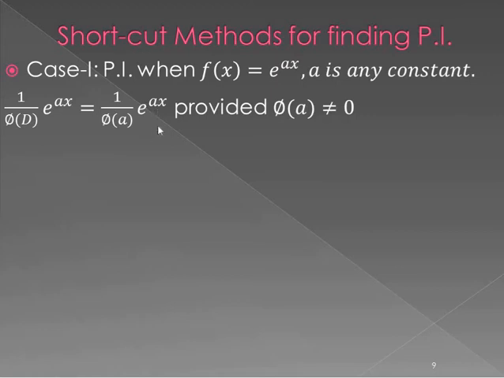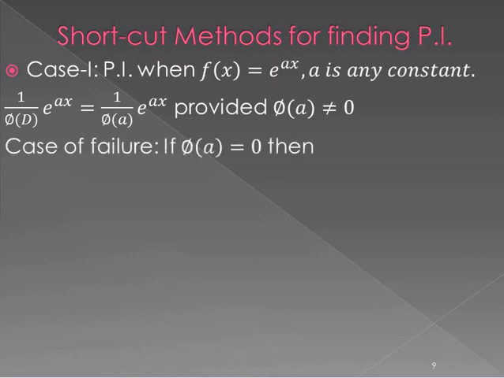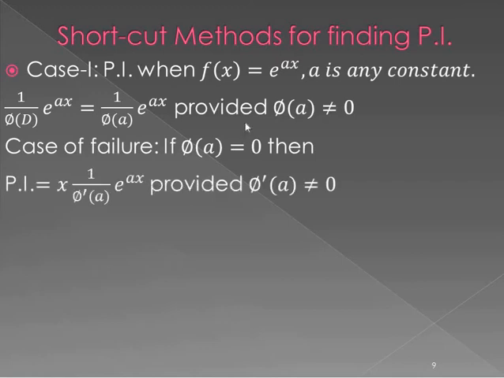So sometimes phi of a is 0, then this is the case of failure. Now we have to use some changes. First we have to find phi dash of D and replace D by a and check that phi dash of a is non-zero. Then our P.I. is equal to x times 1 upon phi dash of a into e raised to ax.